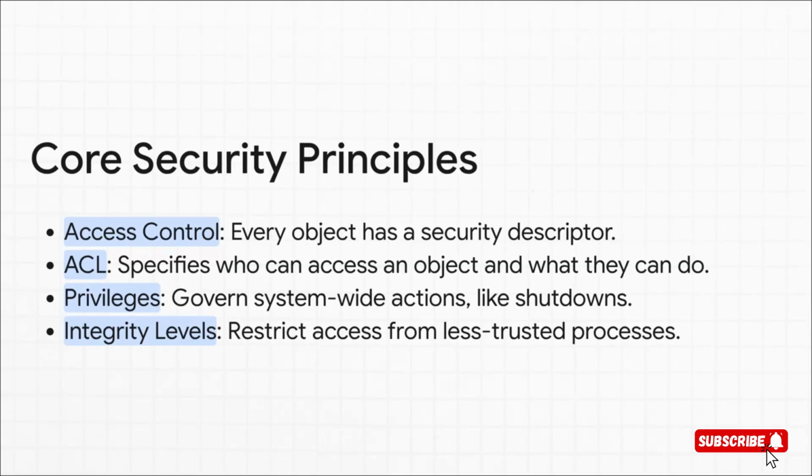And underpinning this entire OS is an incredibly powerful security model. The easiest way to think about it is this. Every single object, from a file to a process, has a security tag. That tag contains an access control list, the ACL, which is basically a guest list stating exactly who can do what. This is then layered with system-wide privileges for big actions and integrity levels to stop some sketchy downloaded program from messing with critical system files.